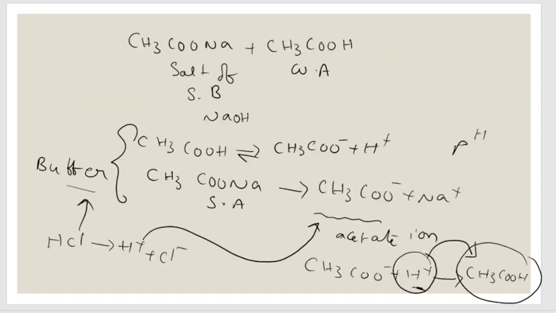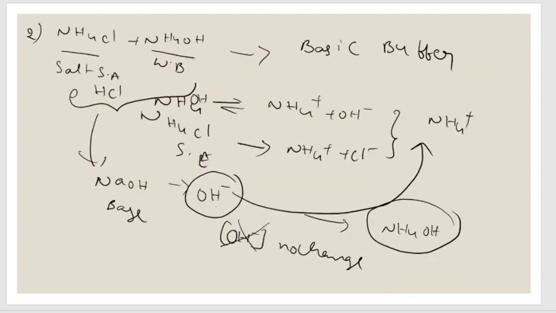Whatever we have seen in the last case, that mixture is called an acidic buffer, because after adding a small amount of acid, there is no change in the pH value. Now let us see what types of mixtures can act as an acidic buffer and a basic buffer.